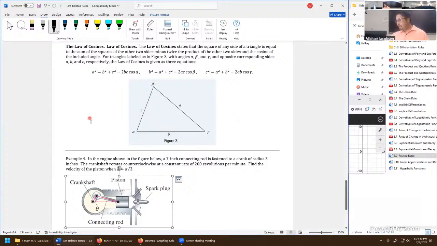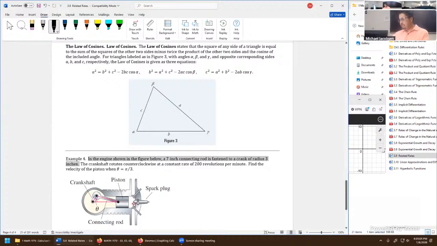Okay, let's check out this diagram below. It says, in the engine shown in the figure below, a 7-inch connecting rod is fastened to a crank of radius 3 inches. And already it's kind of a lot of busy information here. I've never really studied engines in high school or college, so this is a lot of information for me.